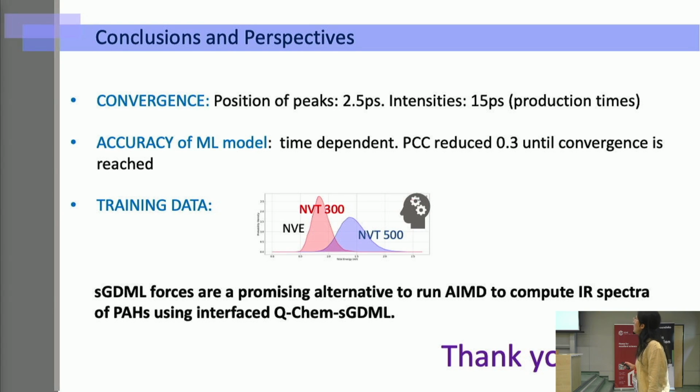I am almost on time, and we see that at 2.5 picoseconds, this is something that I saw also for other systems, you have already the peak positions converged, and you need about 15 picoseconds to have a fully converged spectrum. This is already a repetition, and I hope with this I gave you a taste and convinced you that SGDML is a good alternative to produce IR spectra. Thank you so much.